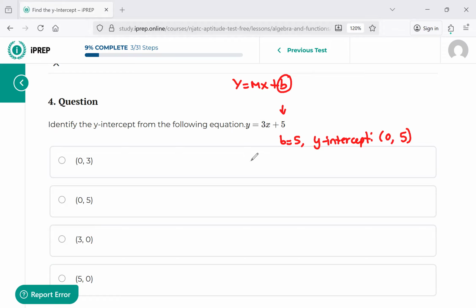Now, sometimes they might put it in standard form, not in this format. For example, 2x plus 4y equals 20, something like that. So how would you find the y-intercept? You could solve for y and get y by itself, or you can do this: to find the y-intercept for any graph, you can plug in 0 for x and solve for y.